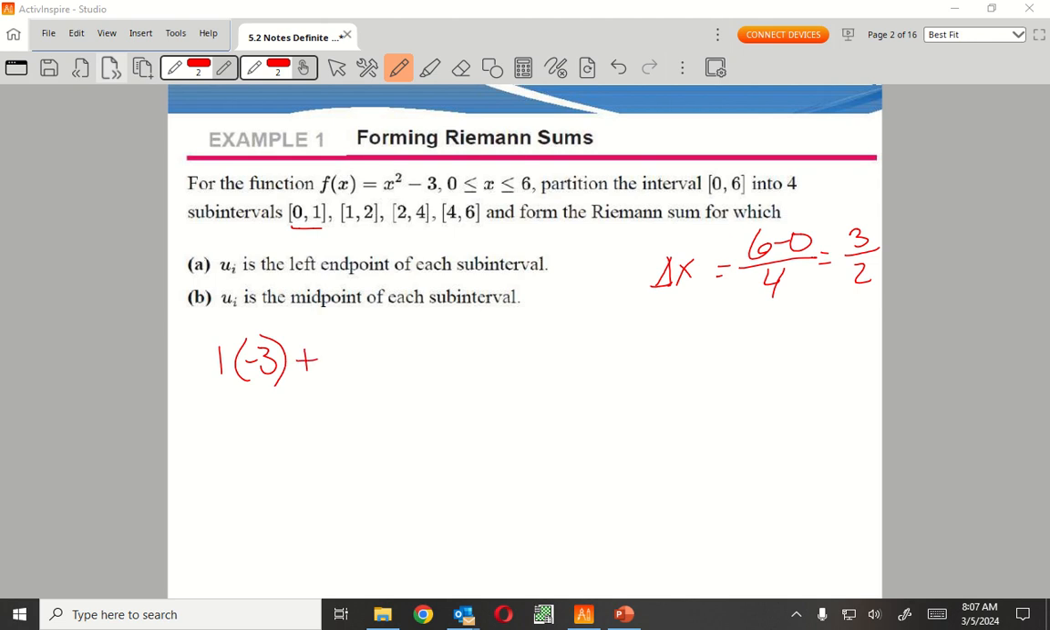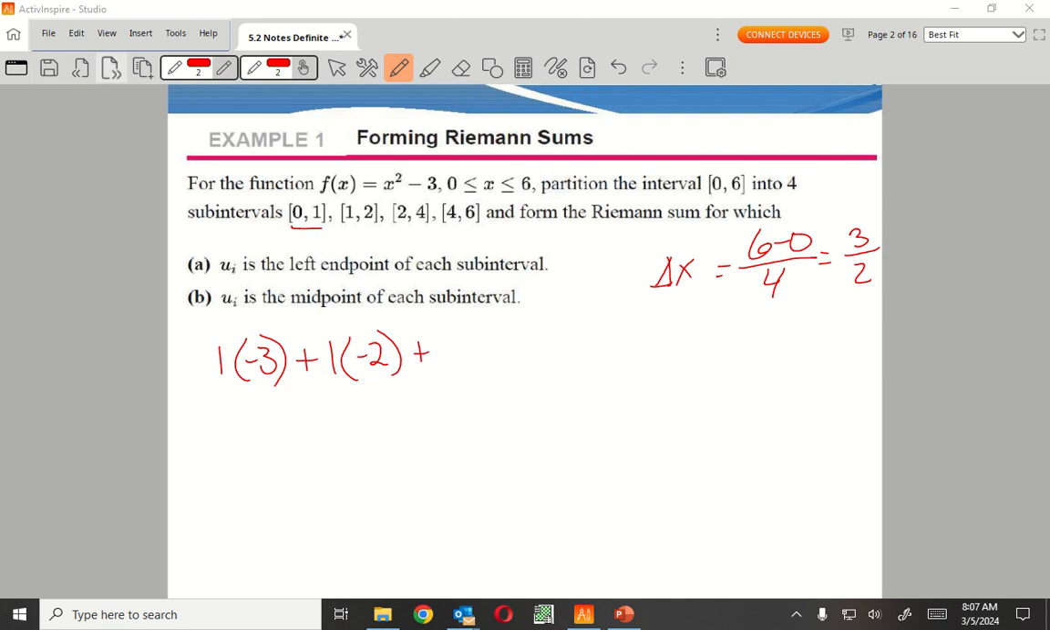Plus the next one. Okay, the next one right here. What's that width going to be? It's 1 again, right? Left endpoint, so is it going to be 1 or 2? Yep, it's going to be 1. So I plug that into my function, and that's going to be negative 2.